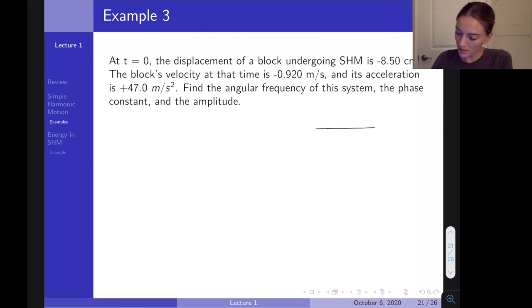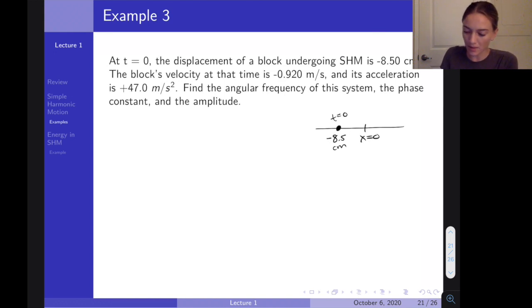So basically, this is our equilibrium position, and they're telling us that at t equals 0, the particle is over here at negative 8.5 centimeters. The velocity is directed to the negative side, so it's still moving to the left, and the acceleration is 47 meters per second squared. So we know it hasn't reached its maximum position over here yet, because its velocity is still pointed in this direction.